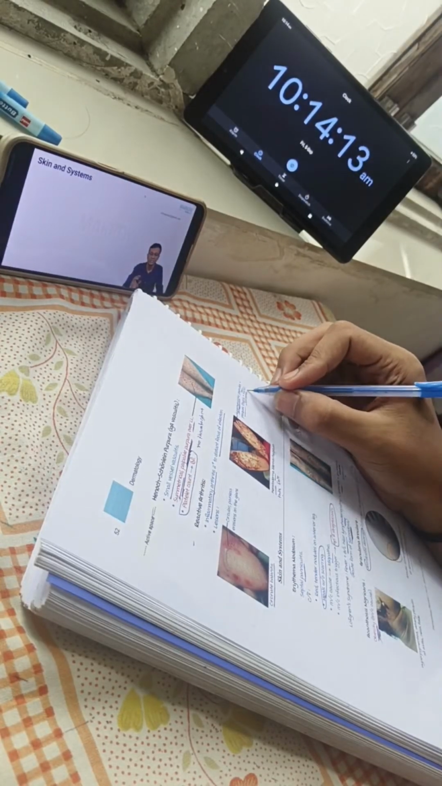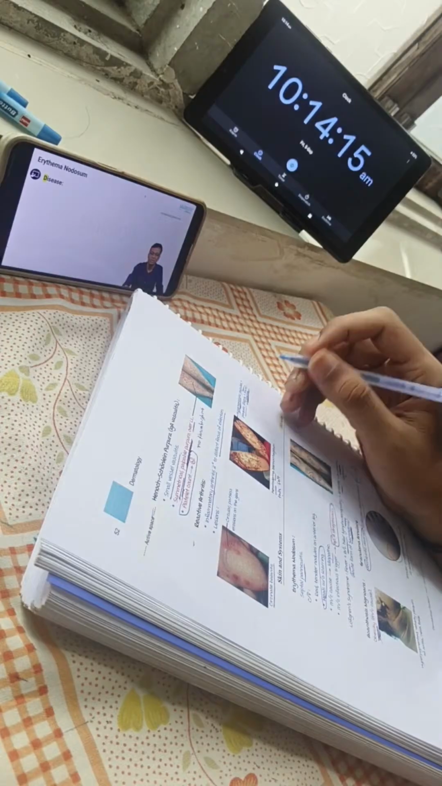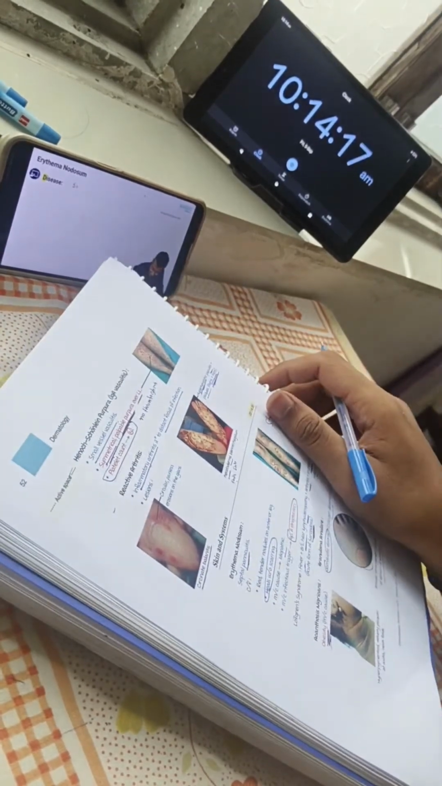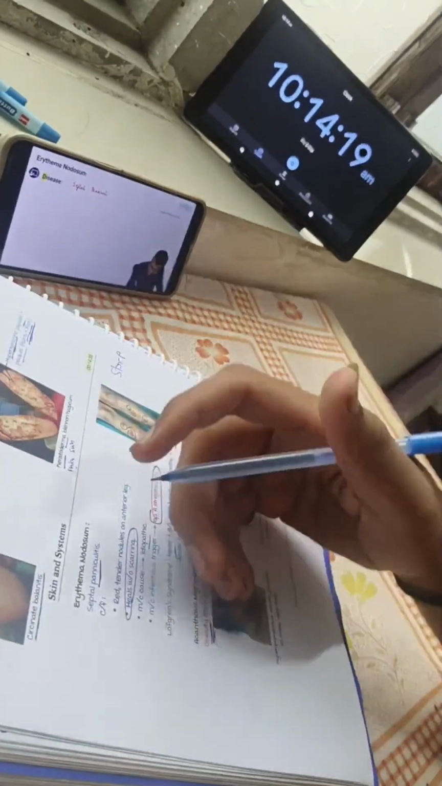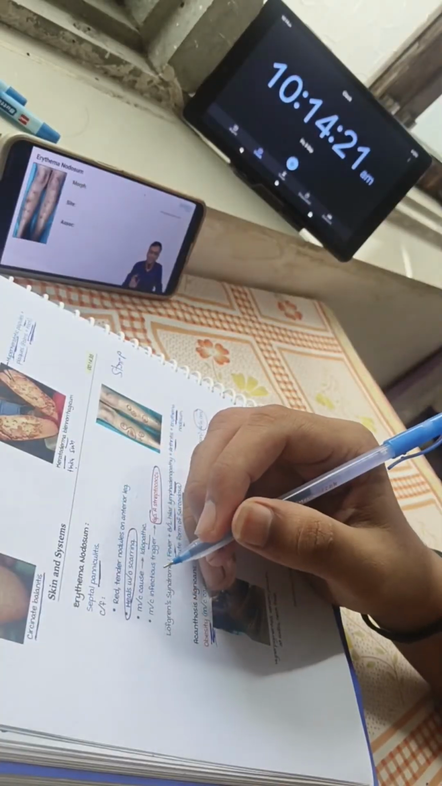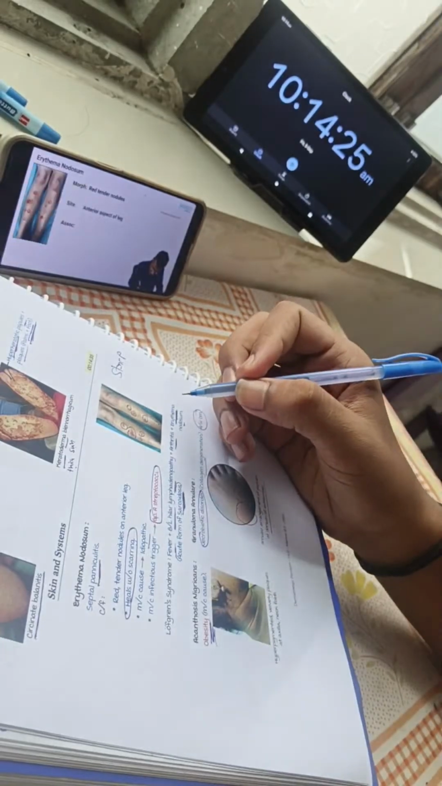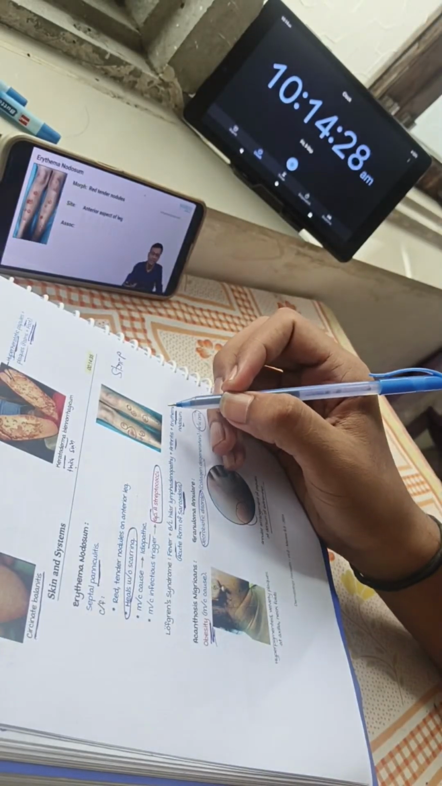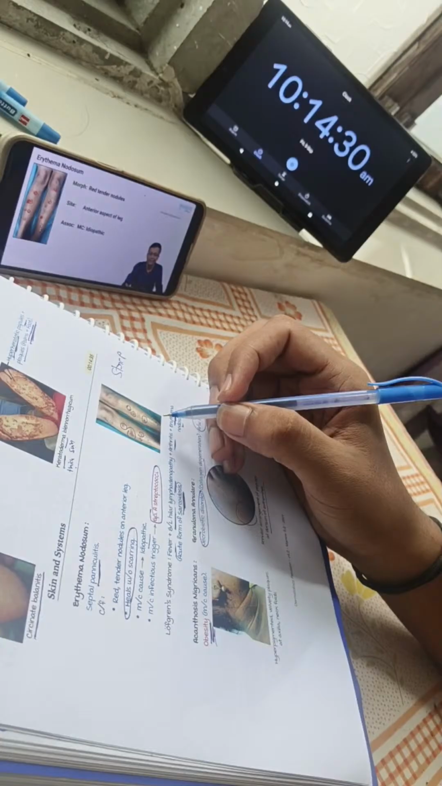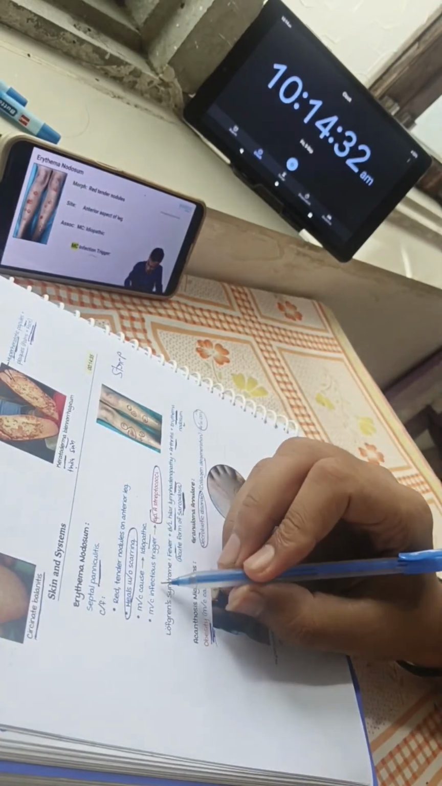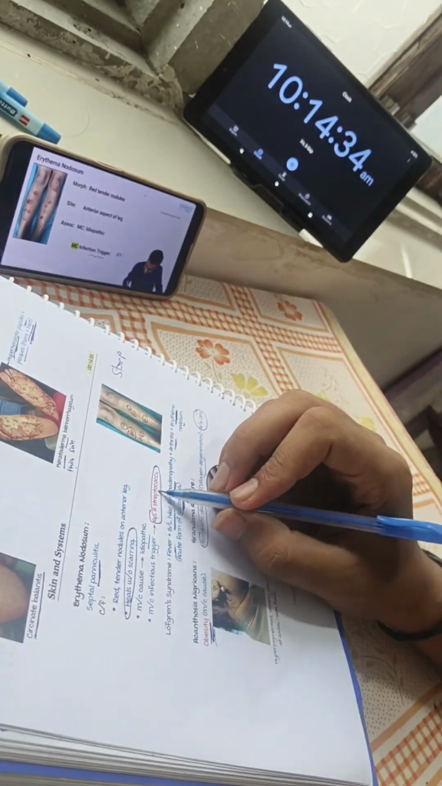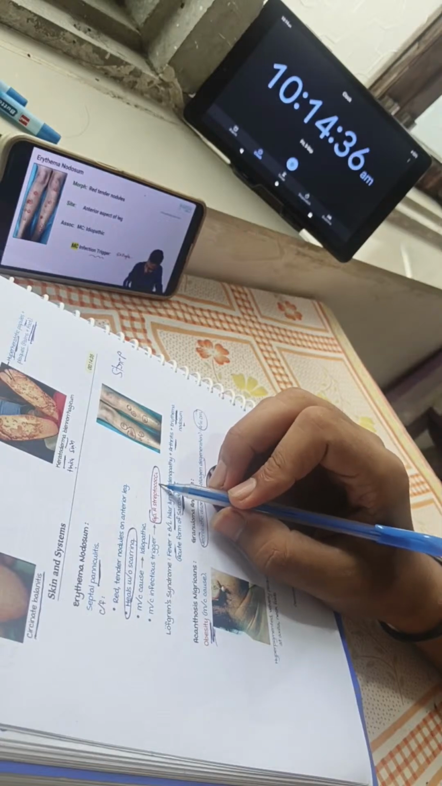Next, we move on to the chapter on skin and systems. Erythema nodosum is an example of septal panniculitis. How does the patient present? You have red, tender nodules on the anterior aspect of the leg, which heal without scarring. The most common cause is idiopathic. The most common infection which can trigger erythema nodosum is group A streptococci.